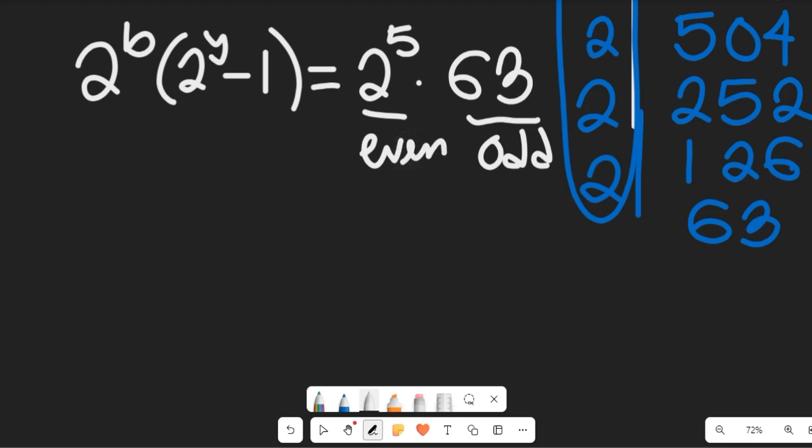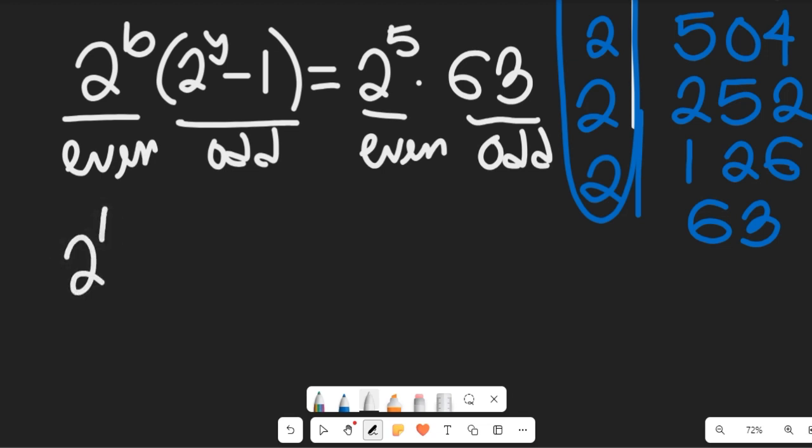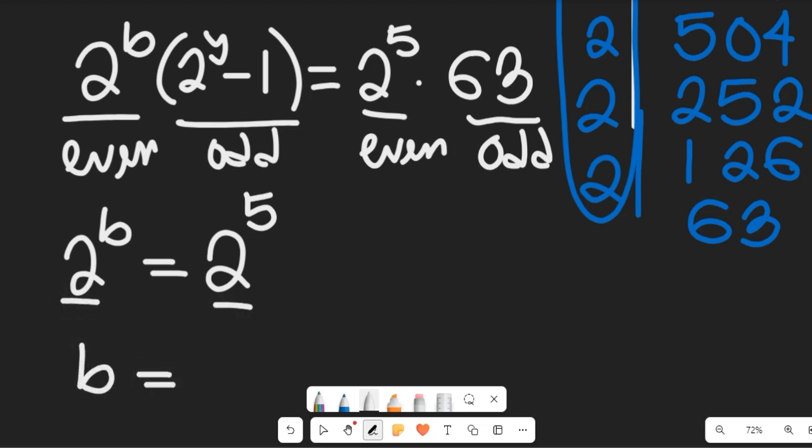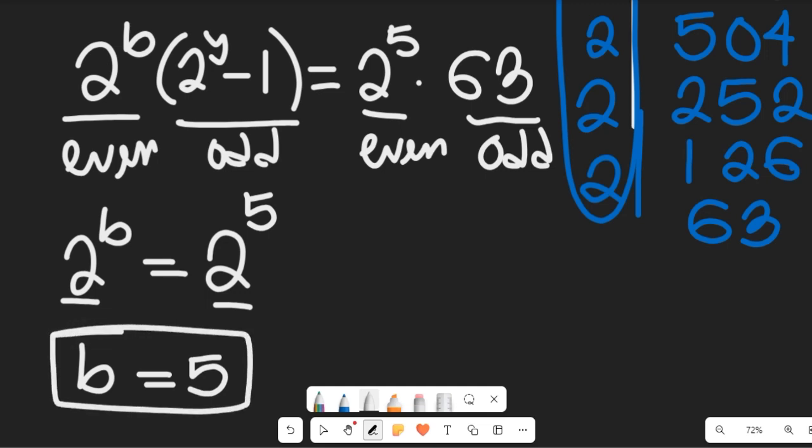Now let's consider those two expressions. This, 2^y minus 1, is odd, and this is even. So let's equate odd to even. If we equate odd to even, we're going to find out that 2 to the power of b will be equal to 2 to the power of 5. And if that goes, then we have same base, b will be equal to 5, right? Great.